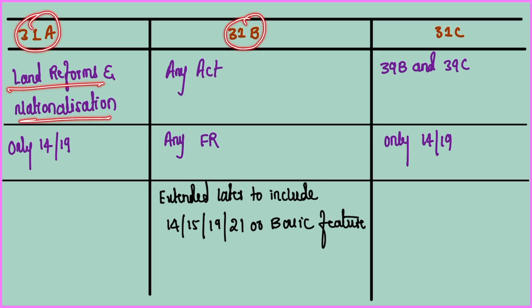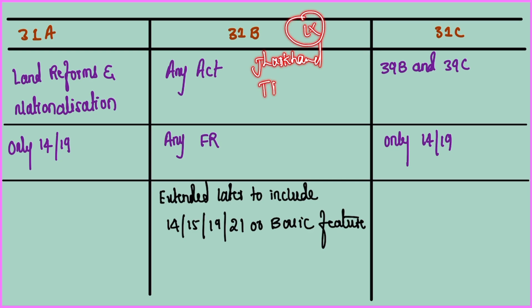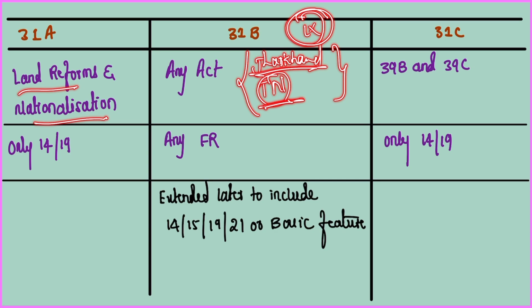Article 31B, which inserted 9th schedule, deals with any act. For example, recently, Jharkhand government's Reservation Act has been put in 9th schedule. Similarly, Tamil Nadu government's Reservation Act, which extends reservation beyond 50%, has been put in 9th schedule. Both of these acts are not dealing with land reforms or legislation. So any act can be put in 9th schedule.